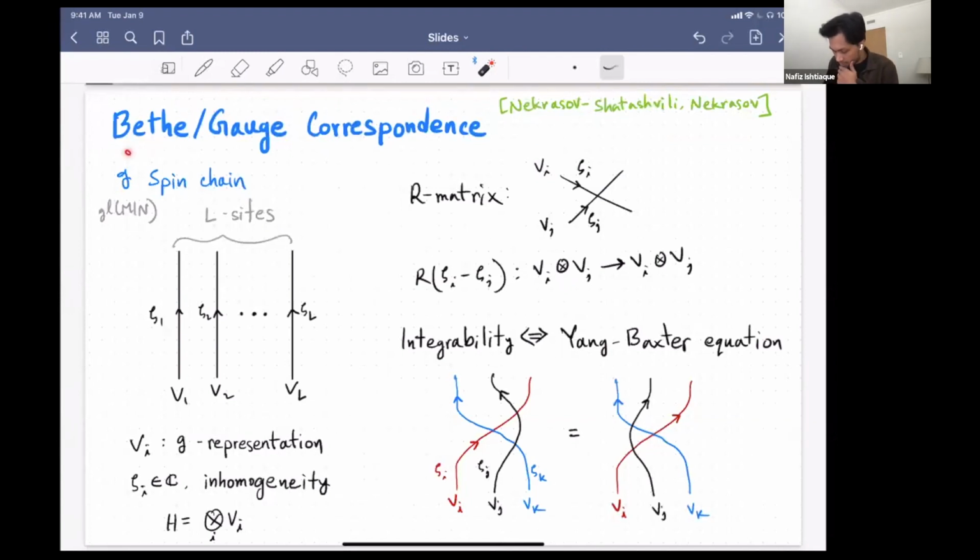On the Bethe side we have a spin chain with G symmetry, where G in this case is GL(M|N). The entities on that side are a spin chain containing L spin sites. Each of them carries some representation of G and is also labeled by a complex number zeta. These complex numbers are called inhomogeneities. The Hilbert space associated to the spin chain is just a tensor product of the representation spaces.